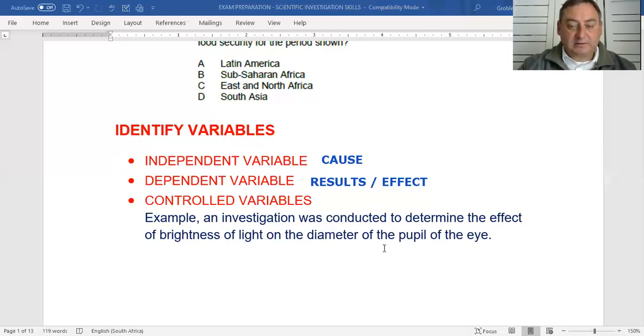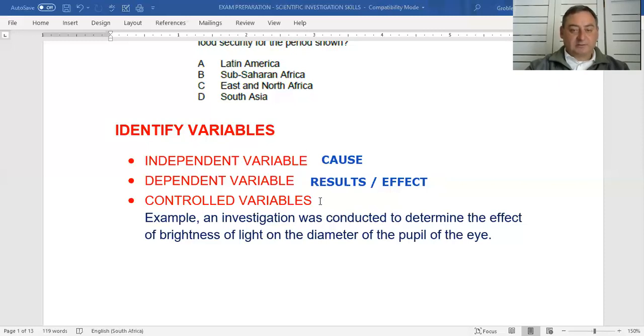And the diameter of the pupil, that means the size of the pupil, is the result of the brightness of the light. And what do we call the proper word for results? The diameter of the pupil will be the dependent variable. So what do we mean by controlled variables? They will ask you in the exam the variables, independent, dependent, but what are controlled variables?